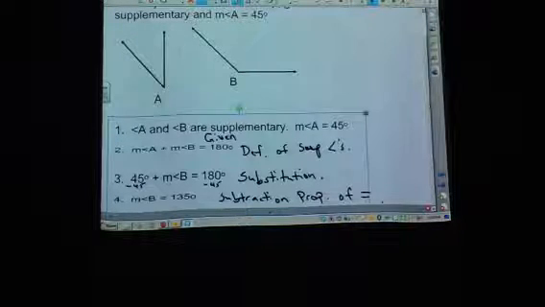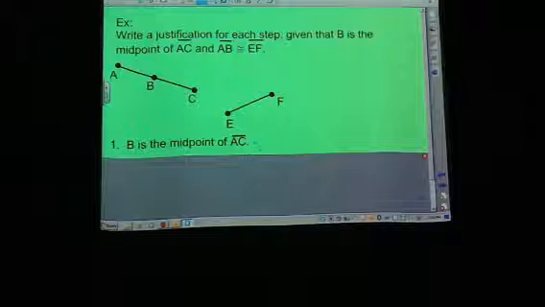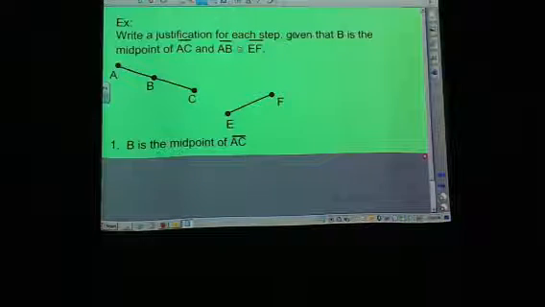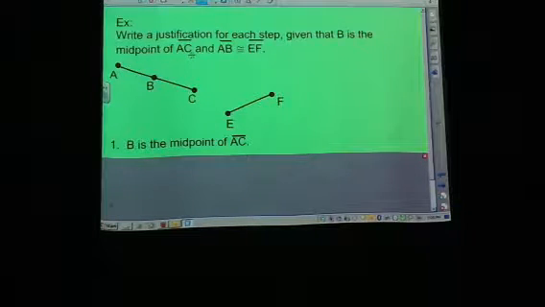Notice that all we did was fill in the justifications for each step. That's how they're going to get you used to doing proofs here. Looks like we have another one. In this particular one, we're supposed to write the justifications given that B is the midpoint of segment AC and that segment AB is congruent to segment EF.